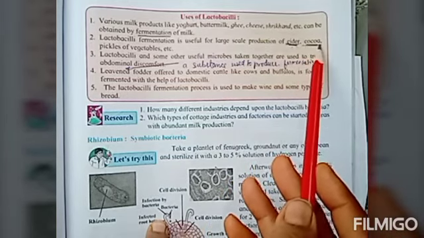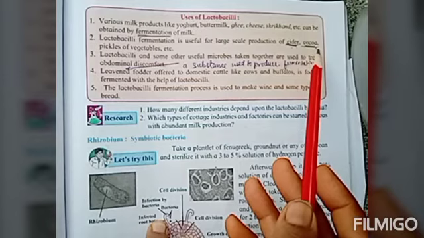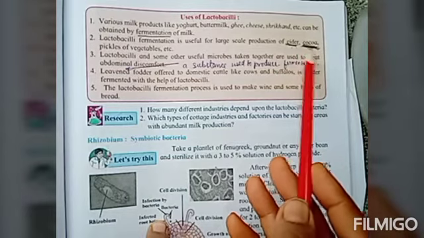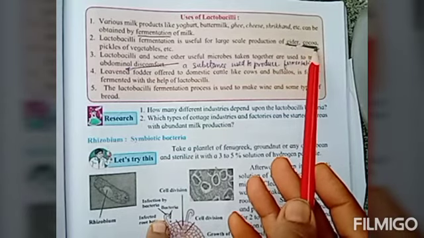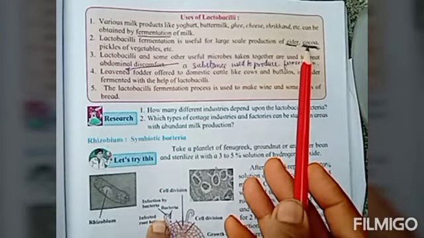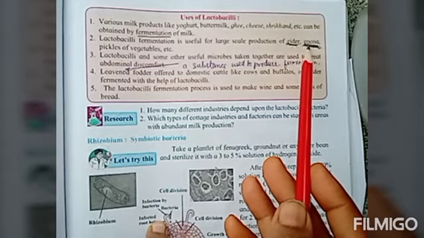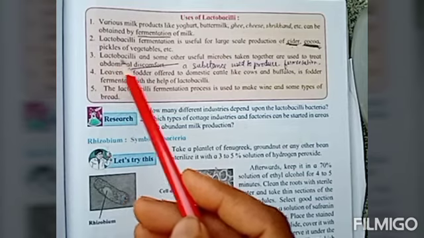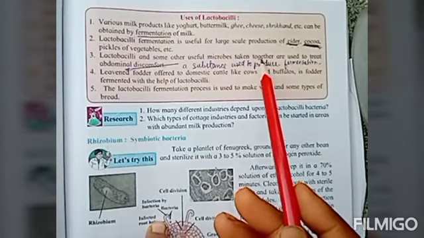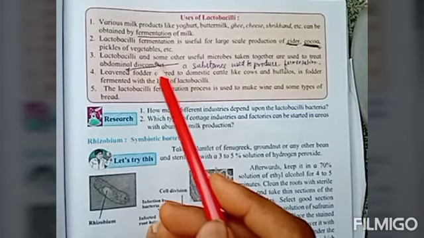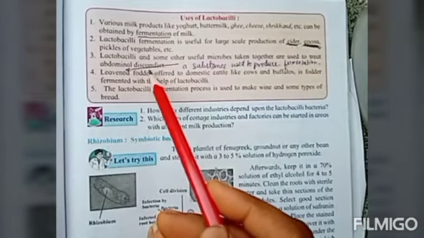Cocoa is also available in the market in the form of powder, that you know, the cocoa powder is very familiar to you, that you make chocolate cakes from that cocoa powder, or that cocoa powder is also used in making milkshakes. Okay, and that cocoa powder is made from the cocoa seeds, pickles of vegetables also. The third point, lactobacilli and some other useful microbes taken together are used to treat the abdominal discomforts. Yes, the lactobacilli and other microbes we can use to treat the abdominal discomfort.